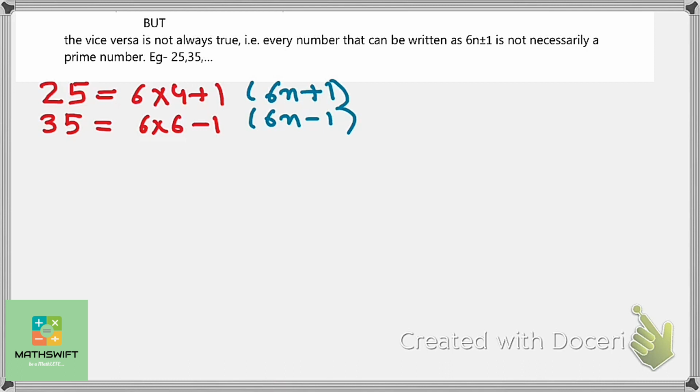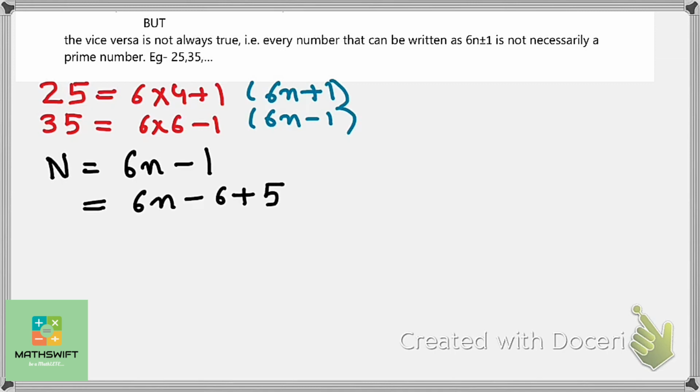Now when we express n as 6n minus 1, we essentially mean that when we divide such a prime number by 6, we get minus 1 as a remainder. Can we have a negative number as a remainder? Not really. This minus 1 can be written as minus 6 plus 5. 6 can be taken common from the first two terms, and the equation can be rewritten as 6 times n minus 1 plus 5.